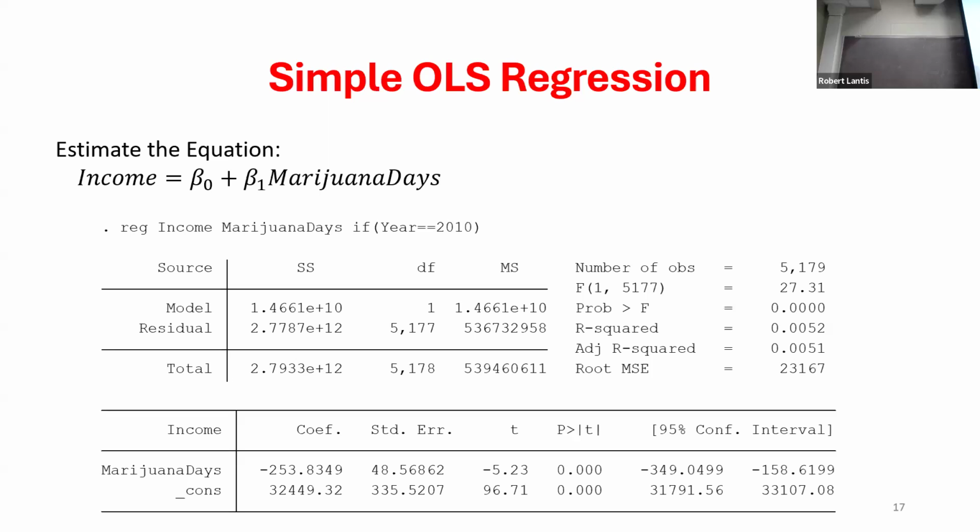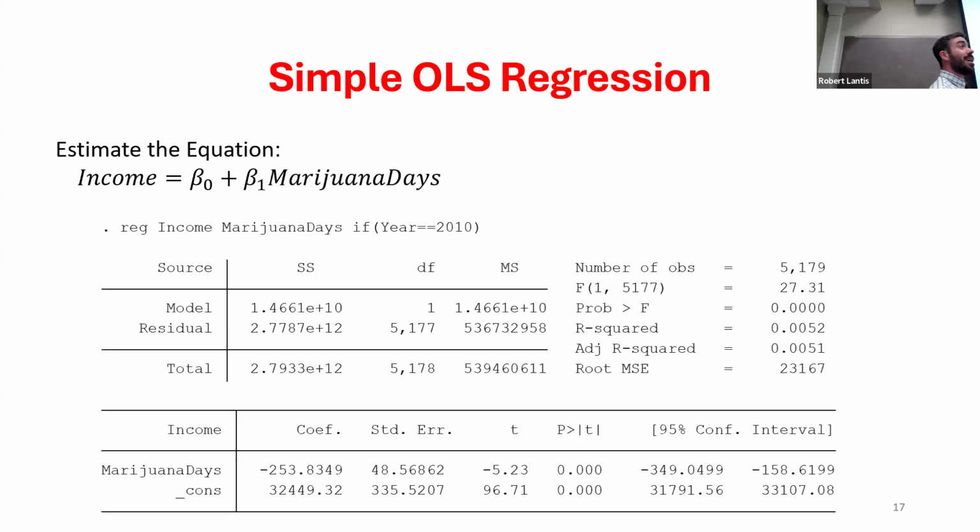Well, remember, the slope coefficient is for every 1 unit increase in x, so for every additional day, and I think it was each month that someone uses marijuana, their predicted income goes down by $253, right? If they use marijuana 0 days a month, how do we interpret the intercept or constant? If the x variable is equal to 0, their predicted income would start out at about $32,450. So that's how we're interpreting these coefficients from this data output.